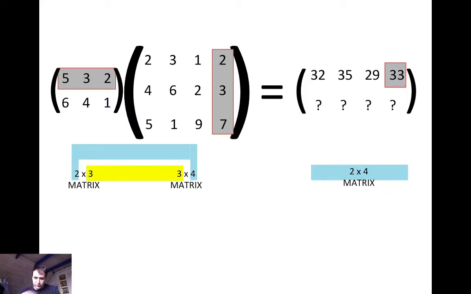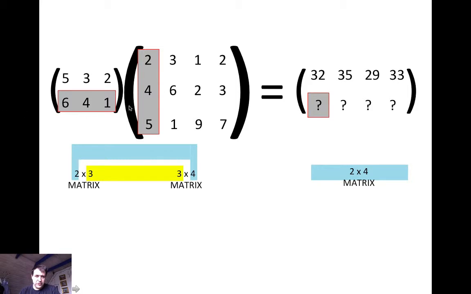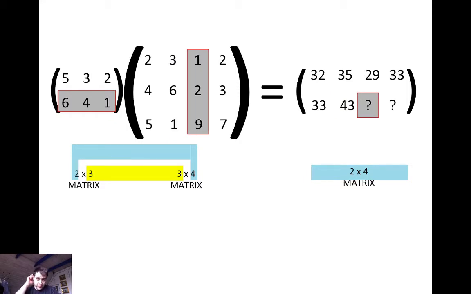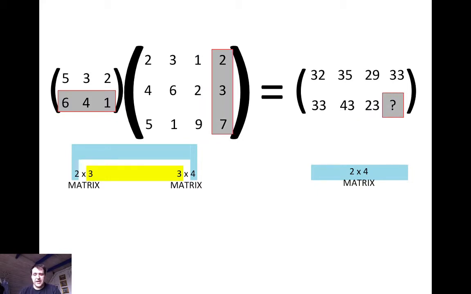And then we're on to row 2. So we're going to have row 2, column 1 to give you row 2, column 1 of the answer. So these pair off as 6 times 2, 4 times 4, 1 times 5 adds up to 33. And then 6 times 3, 4 times 6, 1 times 1 adds up to 43. And then 6 times 1, 4 times 2, 1 times 9 adds up to 23. And finally, 6 times 2, 4 times 3, 1 times 7 adds up to 31. There you go.